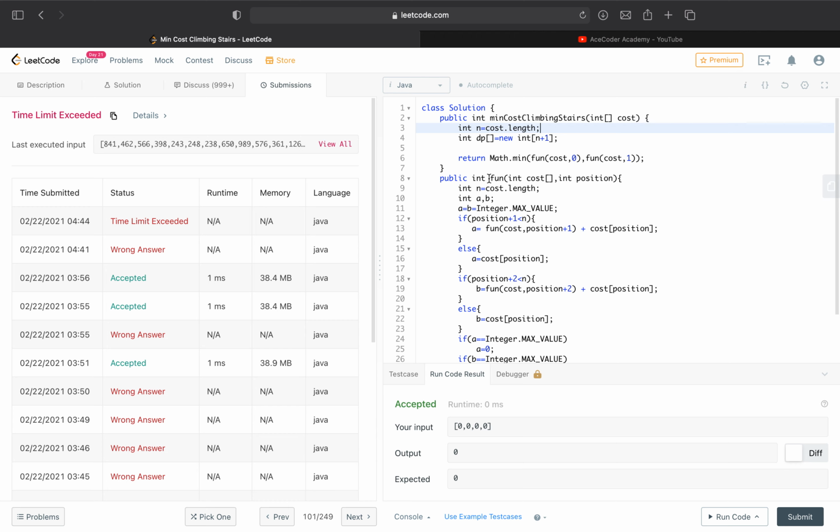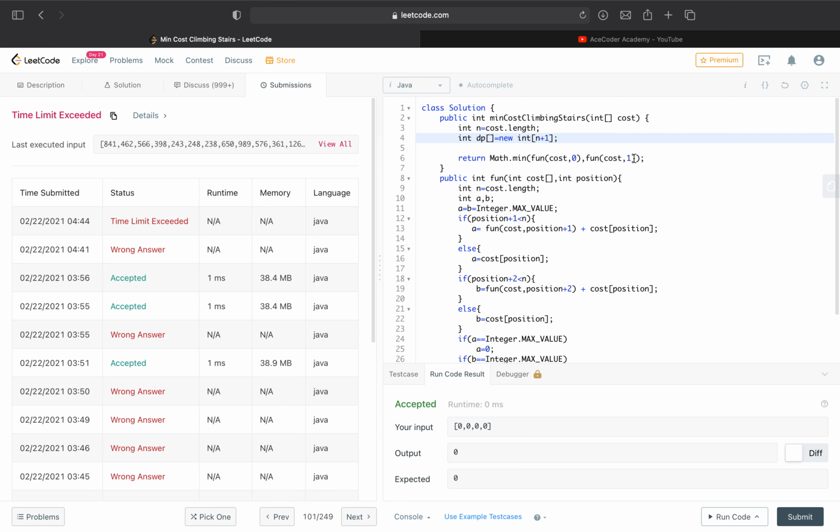Like in this question, our answer is only depending on the particular position we are standing on. So since the state is only single, basically one, we need a 1D dp array. If there were more than one state involved, like the answer depended on two conditions or two states, then we would have to make a 2D dp array. So that is one more thing.